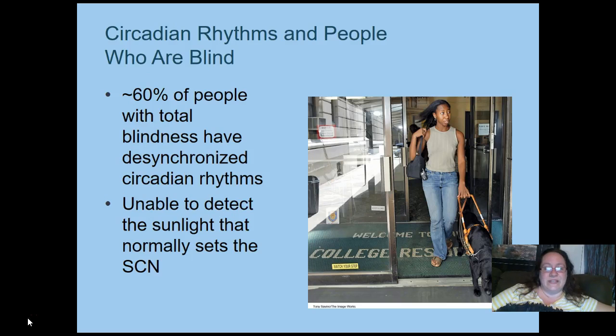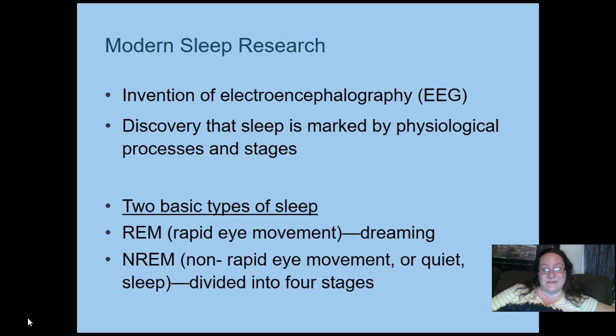People who are blind are really, really interesting case studies of circadian rhythms. So individuals with total blindness have really desynchronized circadian rhythms. They can't respond to the light. And so when they're unable to detect that sunlight, they can go into what we call a free run. So they don't have typical day and night schedules.